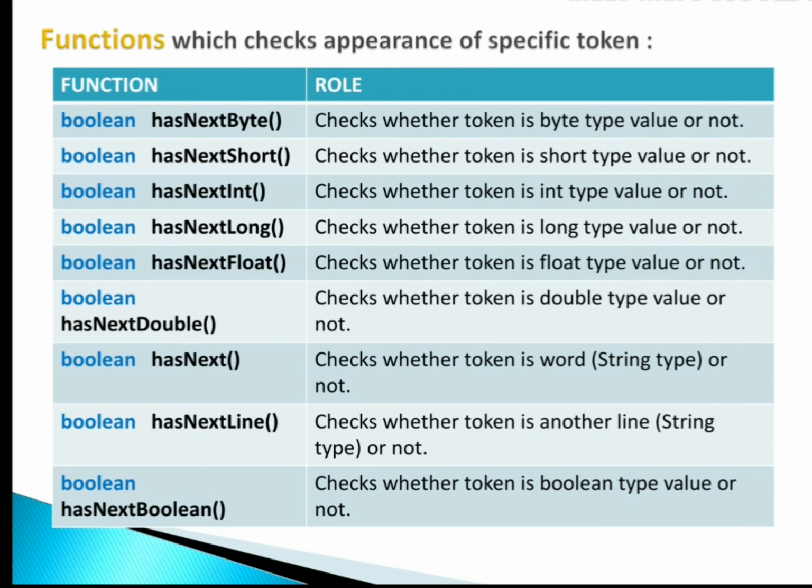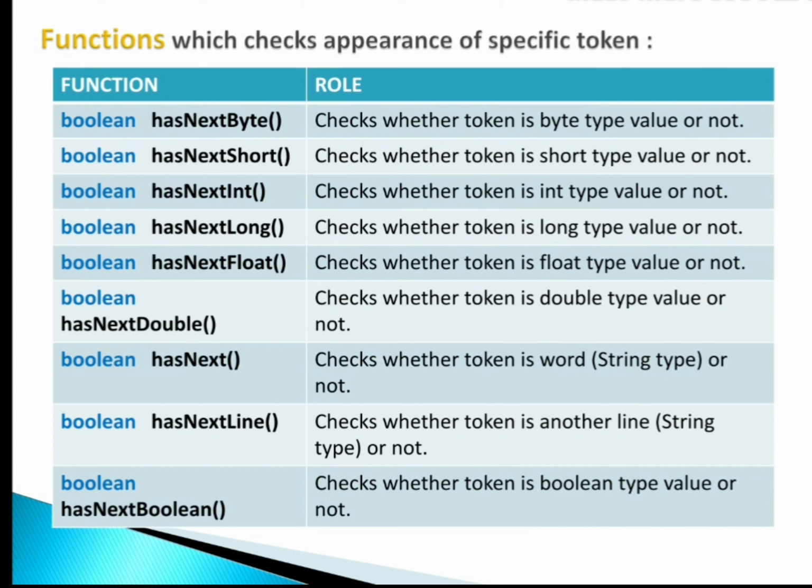Then we have a few more functions which show us whether we are accepting the same data that we want or not. If I want to check whether the token is in the byte format or not, before accepting it, I can use hasNextByte. If I want to check whether the data we are accepting is in short format or not, then I can use hasNextShort. The same way the other functions do the work.